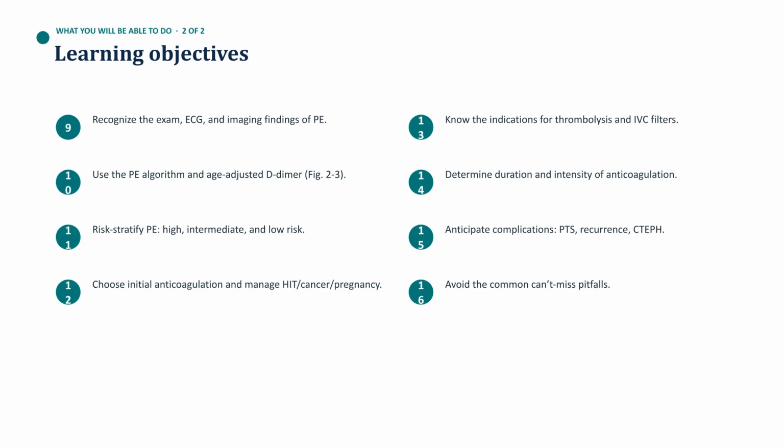Continuing with our objectives, we will cover the physical exam and imaging findings for PE, as well as the use of age-adjusted D-dimers. We'll discuss risk stratification, management of special populations like those with HIT or cancer, and the indications for interventions like thrombolysis or IVC filters.